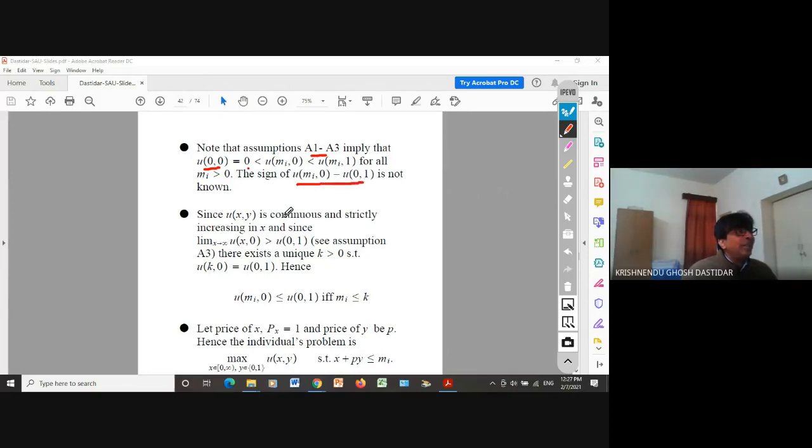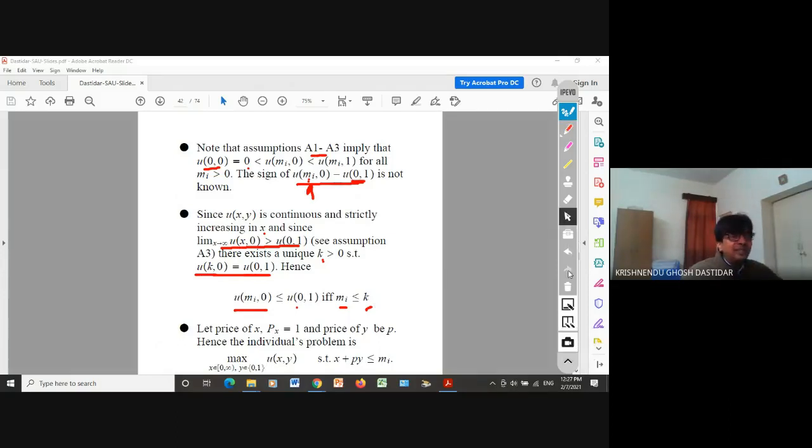Now, since U(X,I) is continuous and strictly increasing in X, when M is 0, this thing is strictly less than U01. Now you continuously increase this. And assumption 3 says for high enough X, this will cross U01. Hence, there exists a unique K such that U(K,0) is equal to U01. K is a cutoff level of income. And so U(M_i,0) is less than or equal to U01 if and only if M_i is less than or equal to K.